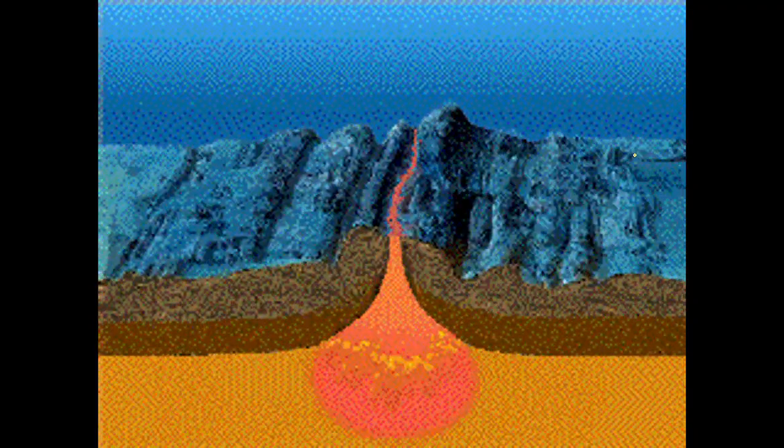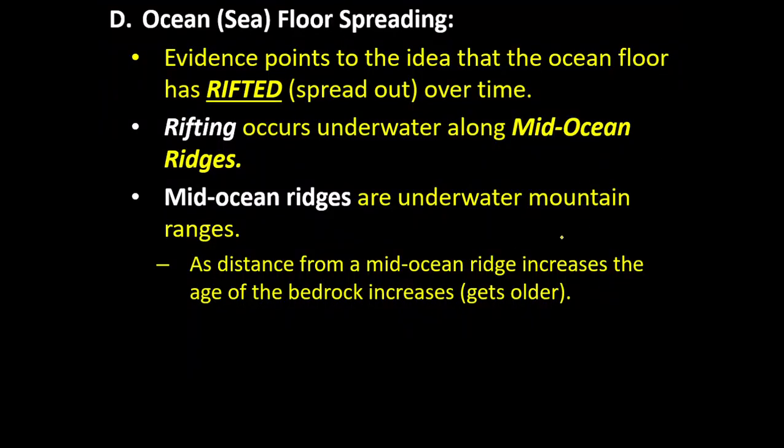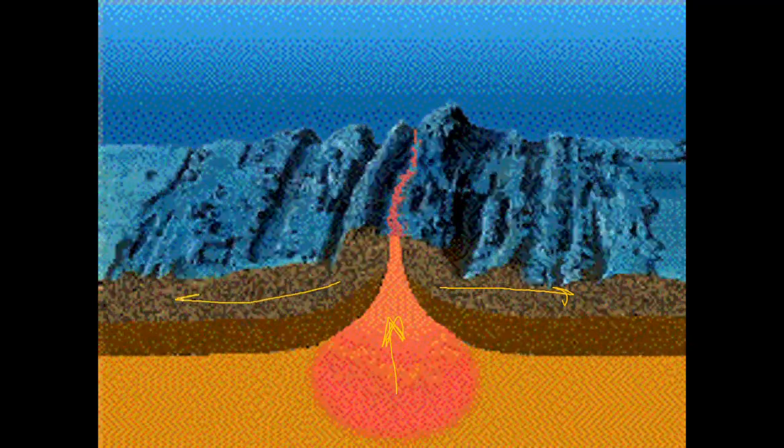All right. So again, as the distance from the mid-ocean ridge increases, the age of the bedrock is going to increase. So only at mid-ocean ridges do we have this seafloor spreading. Now we could see it in this little animation. Magma is pushing up here, forcing the plates apart. This plate is moving this way. This plate is moving this way.